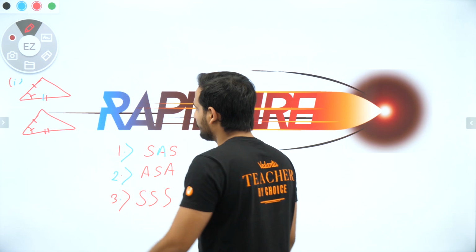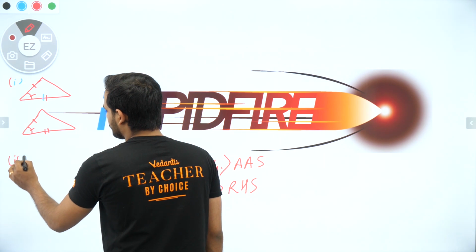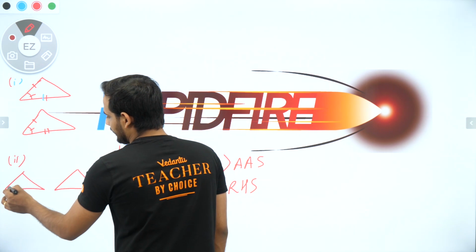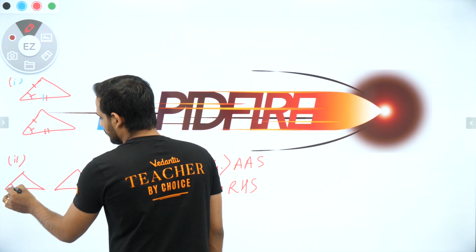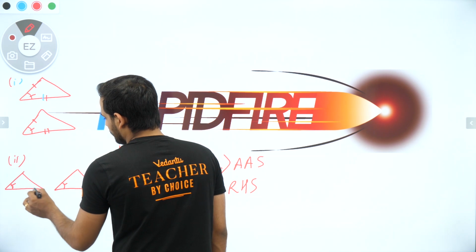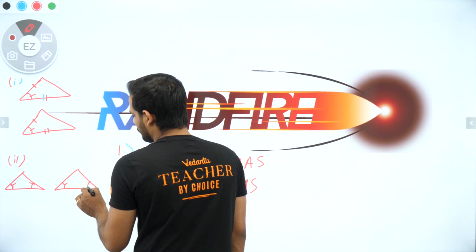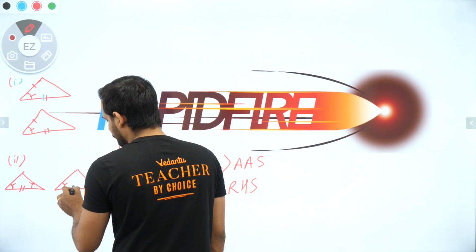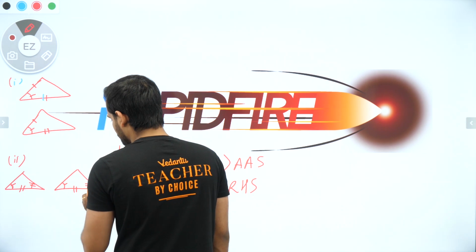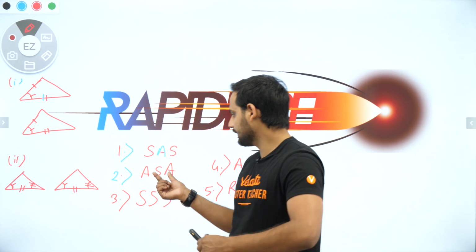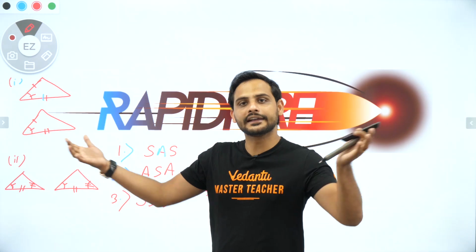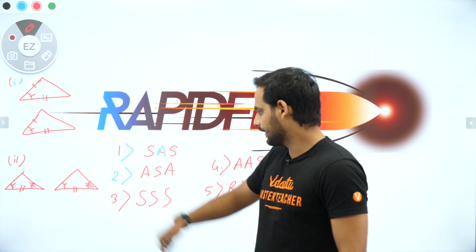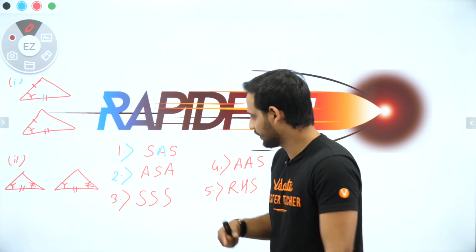Then what is angle side angle? Suppose you have these two triangles. Let us say this angle is equal to this angle, and this angle is equal to this angle, and both the angles are on this side, so this side is also equal to this side. So this side is the side containing both the angles. This is your ASA. SSS, as all of you know, means all three sides are equal.